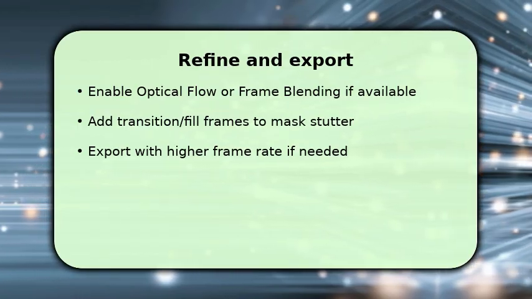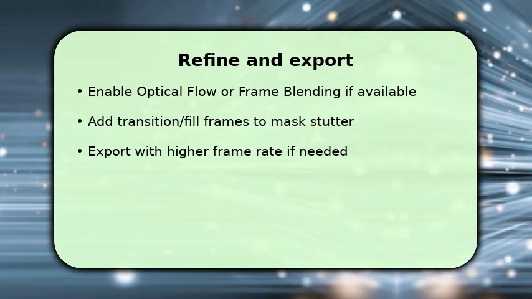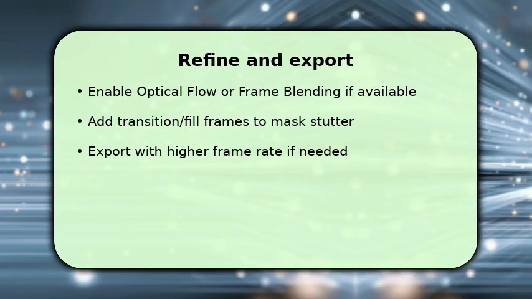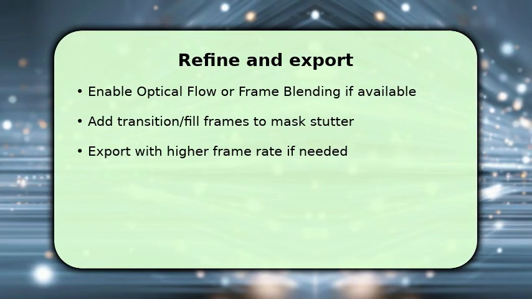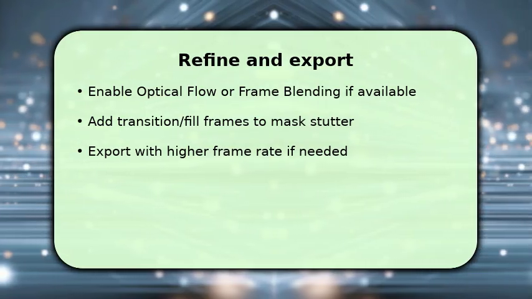Make sure your project and export settings use an appropriate frame rate. Export at 60 FPS if you slow a 60 FPS source, or you'll see choppy results. If problems persist, check the original frame rate and try a milder slowdown or re-record at a higher FPS.